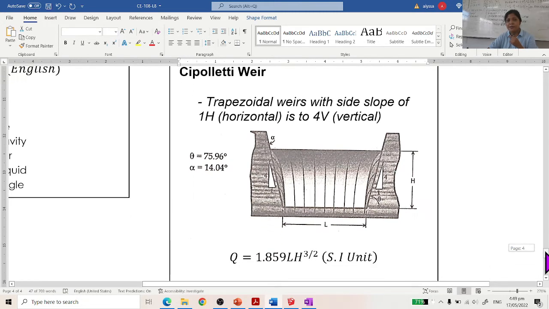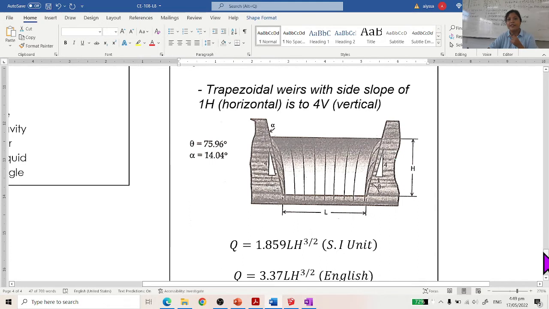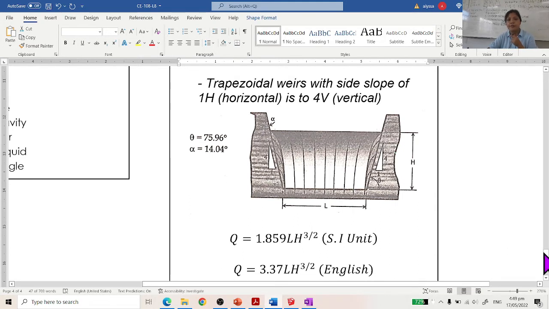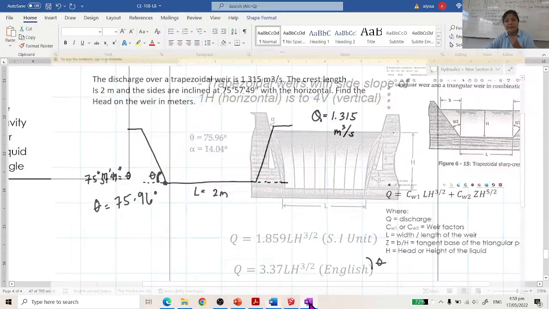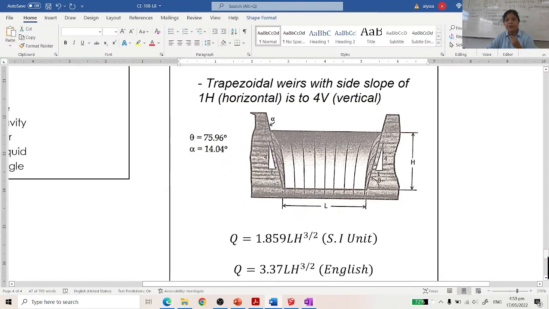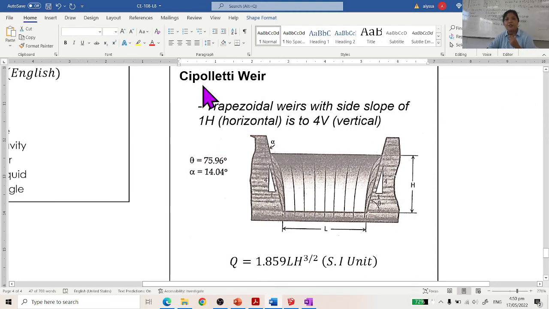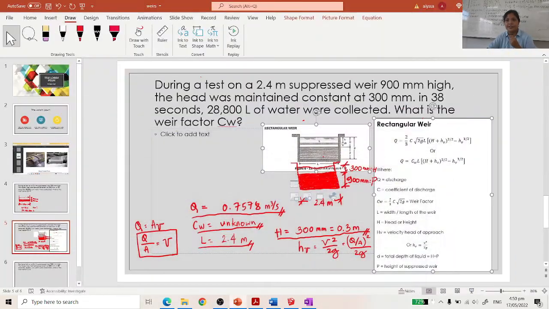Cipolletti weir. Cipolletti weirs are trapezoidal weirs with side slope of 1 horizontal to 4 vertical. So, ang slope niya is 1:4. At ang kanyang theta is given 75.96. So, ibig sabihin, kung ganito na yung situation ng ating weir, at sobrang kakaunti lang yung given doon sa problem, magtataka ka sa una. Ano kayang klase ko? So, makukonklude na natin na, okay, Cipolletti weir pala. 75.96 degrees. Okay?